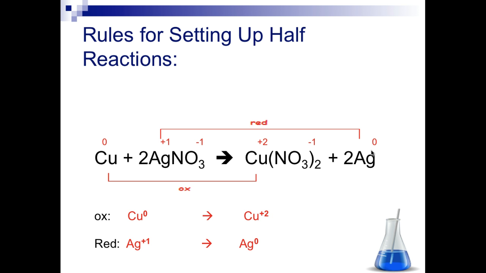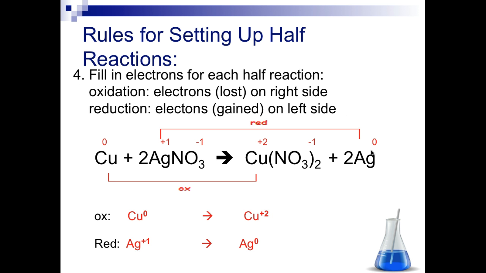Then the next step, we have to fill in electrons for each half reaction. If it's being oxidized, then the electrons are going to be lost, so that means electrons go on the right-hand side. If it's being reduced, then electrons are gained, so the electrons have to go on the left-hand side.